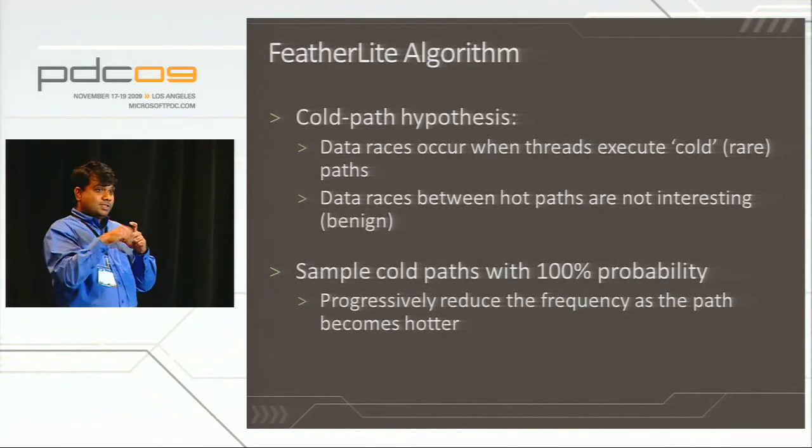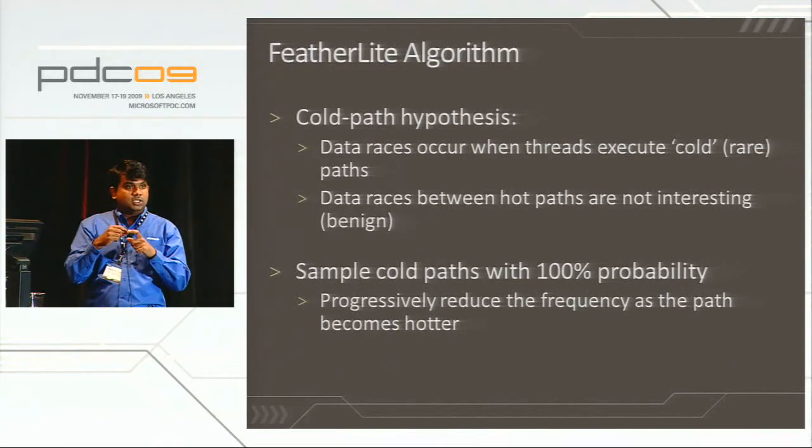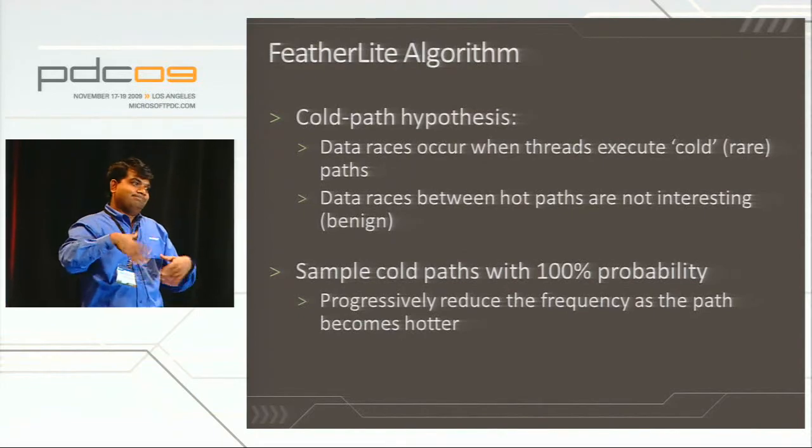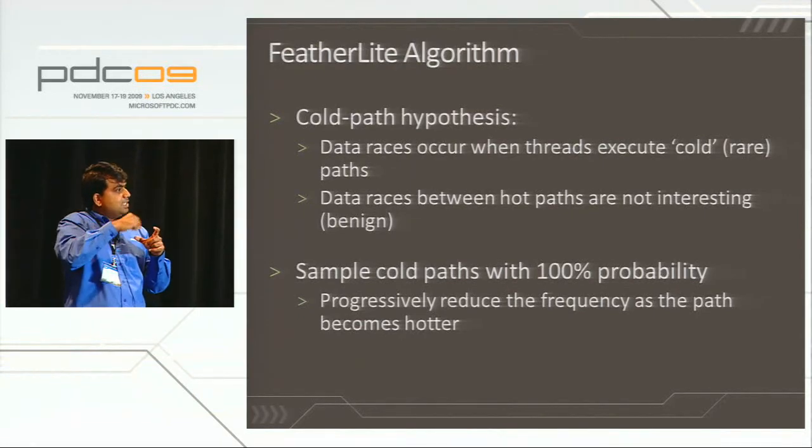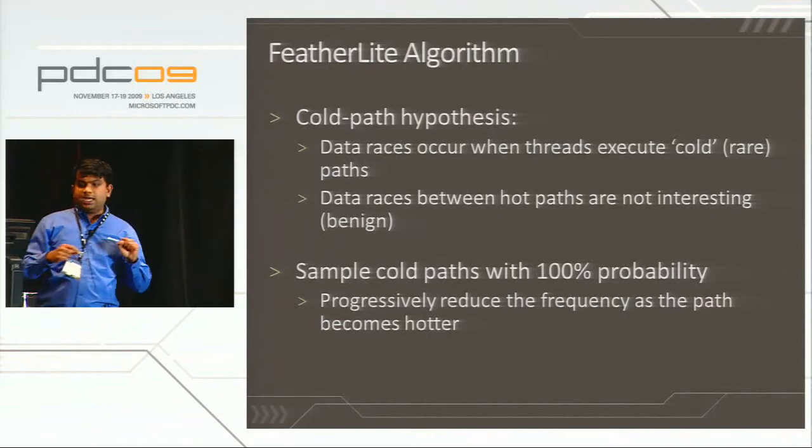And so that works for a performance argument, because it's perfectly fine to slow down your cold path. You just want to get away from these fast paths. And so that's the basic idea.